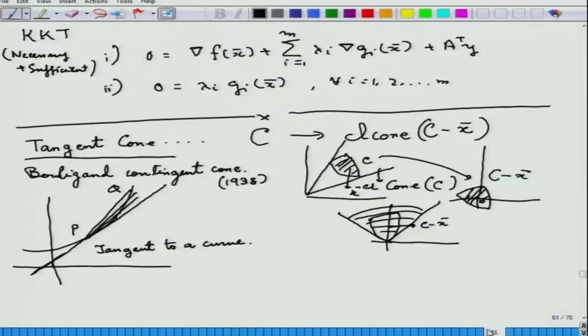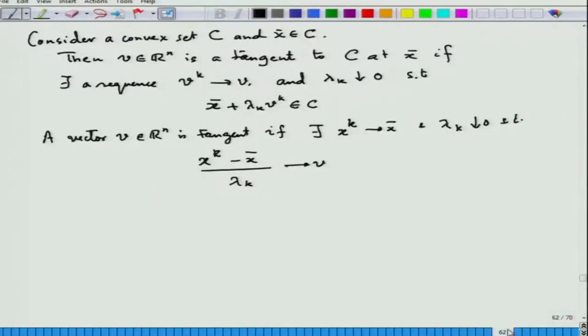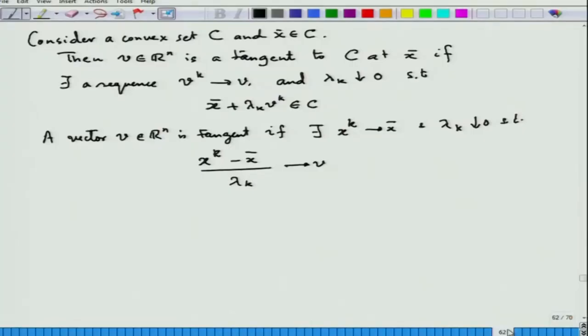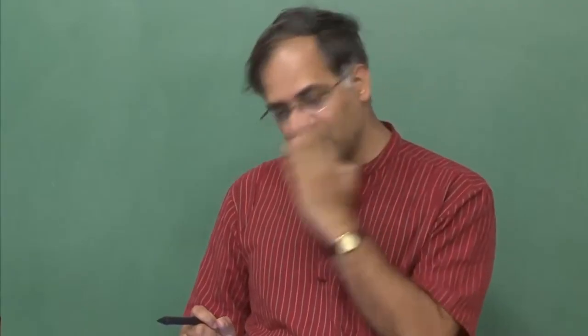If you look at this diagram, the idea is actually built in here, the tangent to a curve. When the sequence x^k is coming down to x bar, there would be a lambda_k which controls it. So, the vector does not just become 0, but it is controlled. Its direction is controlled by lambda_k in such a way that ultimately the limit of these vectors is pointing in a certain direction.